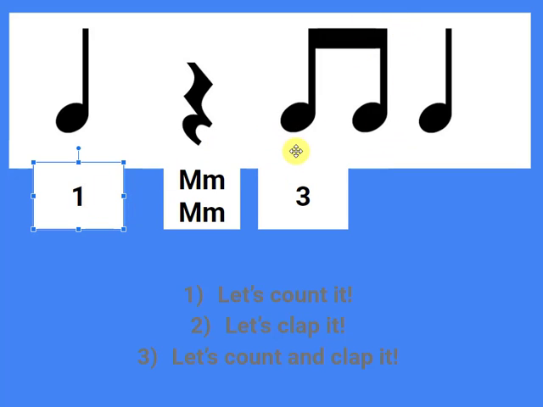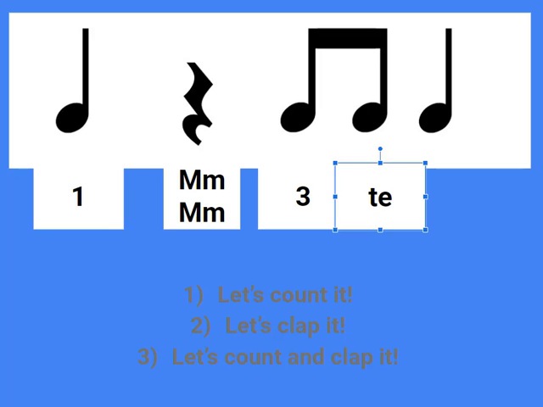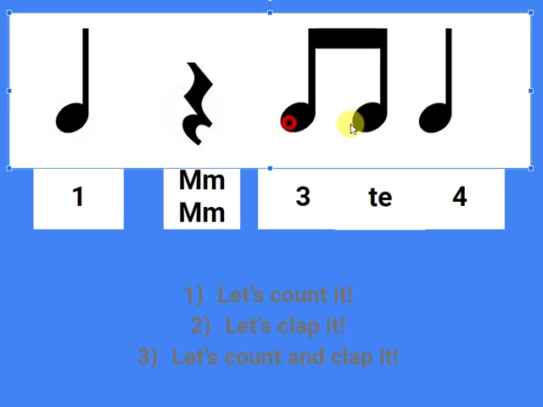So after beat 3, we have another 8th note. So we're going to put a te in under it. And then on beat 4, we have a quarter note. So we're going to have a 4 there. All right, so let's count this together. Ready? Down, up, count it. Here we go. 1, 3, te, 4. Your turn, set, and your turn. Here we go.